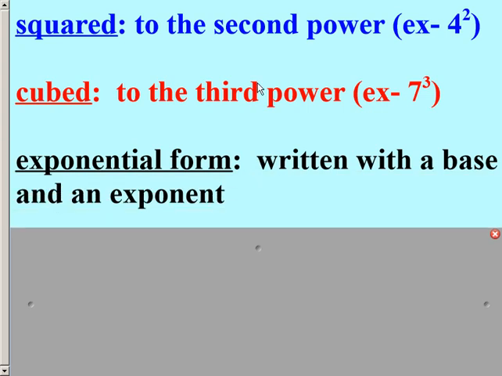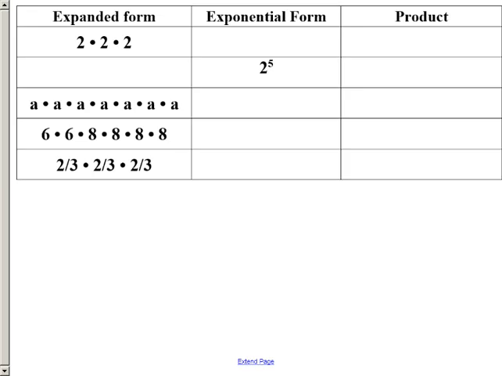And you also need to know that exponential form is when you write a number with a base and an exponent. So the base and the exponent, that's exponential form. So let's look at some examples. Expanded form is when we write out the repeated multiplication. Exponential form is written with the base and exponent. And product is what we get when we actually multiply it all the way out.